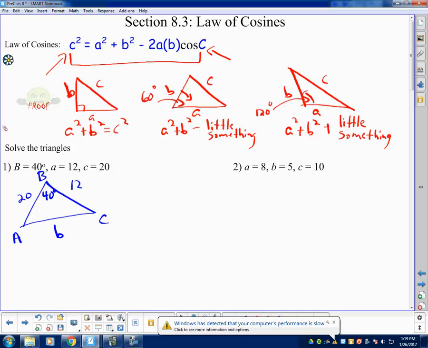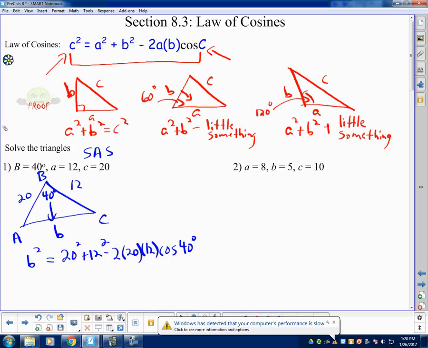But we go through, we use the law of cosines, set it up to find our missing side length B. So since I'm finding B, B squared goes on the left equals 20 squared plus 12 squared. We use the law of cosines in a side-angle-side case, so we have an included angle between two sides. The 20 and the 12 are the sides on each side of the 40 degree angle. So minus 2 times 20 times 12, and then cosine of the angle opposite the side we're trying to find, which is 40 degrees.